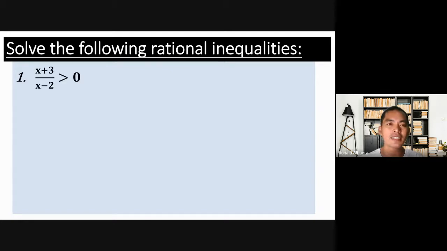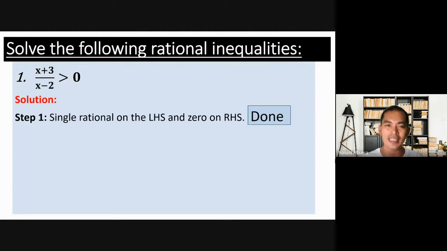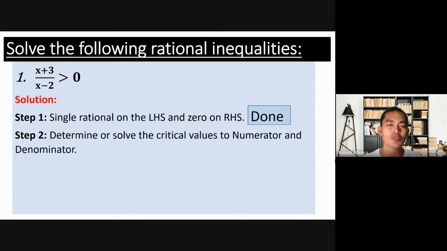First, what is the value of x given the inequality x plus 3 all over x minus 2 is greater than 0? Okay, our first step is gawing single fraction ang nasa left side at 0 ang nasa right side. And it's already done. In the left is only one single fraction at in the right is only 0. Step 2. Determine or solve the critical values to numerator and denominator.